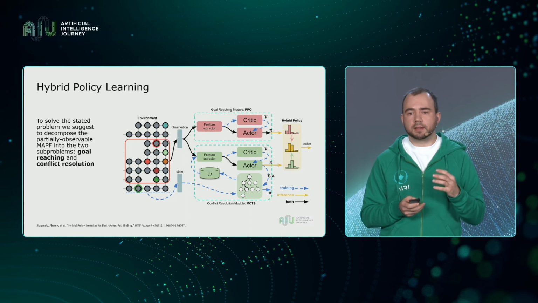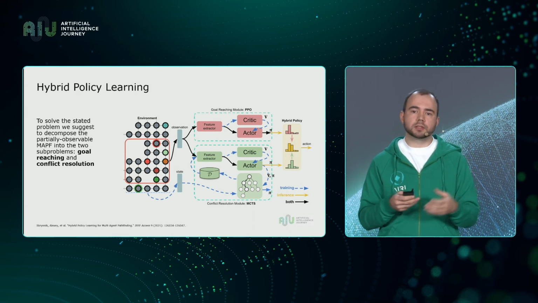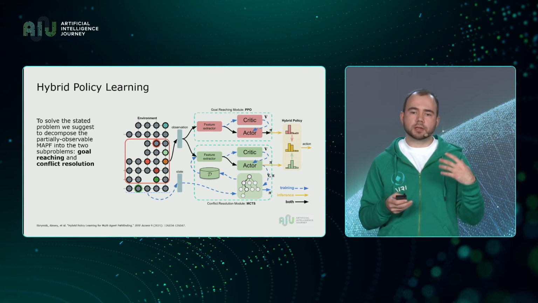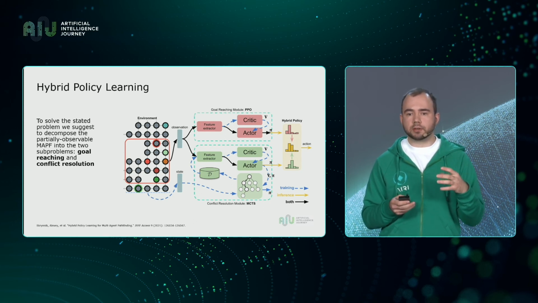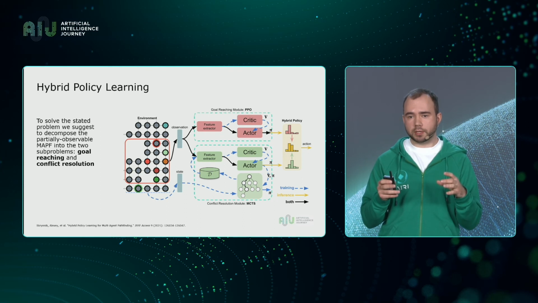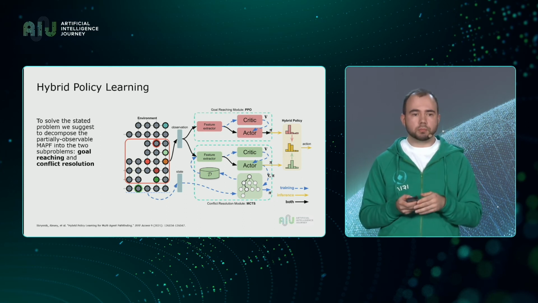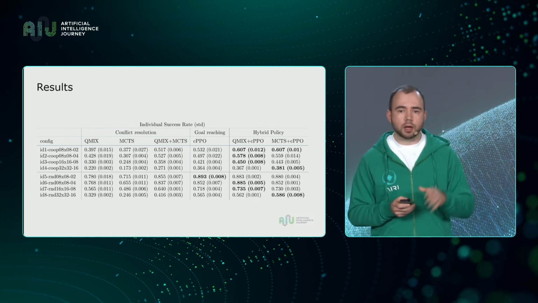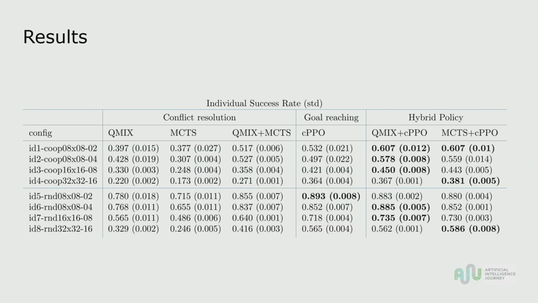In this article, we used a simple option for combining these two modules. Every network predicts a certain distribution of actions, then we mix these actions and receive the best solution. You can look at it in the table. On the right, in bold, you can see the best results of this hybrid strategy. On the left, you can see the results separately, first for the conflict resolution model and second for goal reaching.